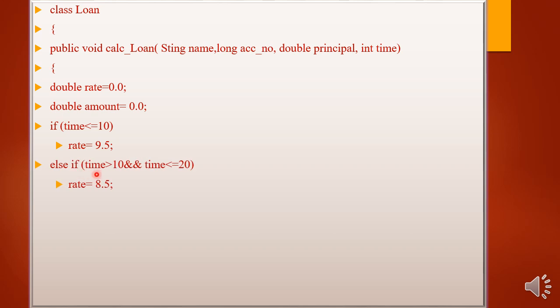Else if time greater than 10 and time less than or equal to 20, rate equals 8.5. If the second condition is true, the value 8.5 will be assigned in the variable rate. Else, the third condition or the last condition need not be specified. Else means if the number of years is greater than 20, rate equals 7.5.